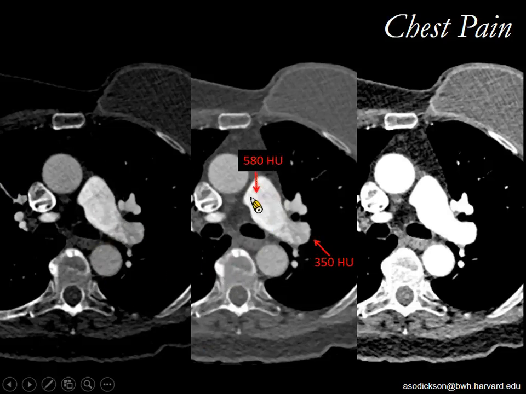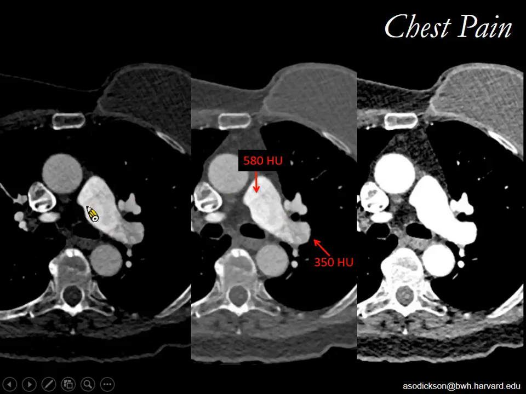If we measure Hounsfield units here, we got a very avid enhancement here, 580 Hounsfield units here. In this portion, that's lower attenuation, 350 Hounsfield units. It is impossible to have clot that measures 350 Hounsfield units. Clot is normally maybe 80 Hounsfield units at the top end. And even if you have a little bit of contrast that's somehow infiltrating into small crevices in the clot, you won't get to such high values.